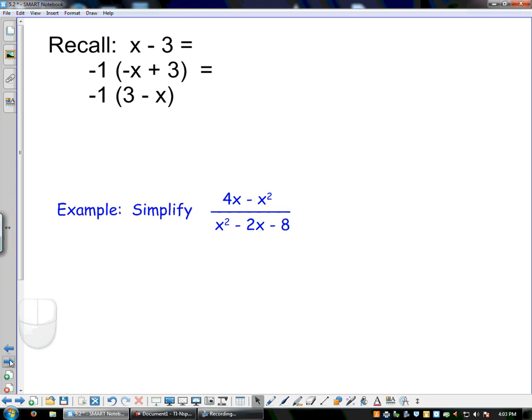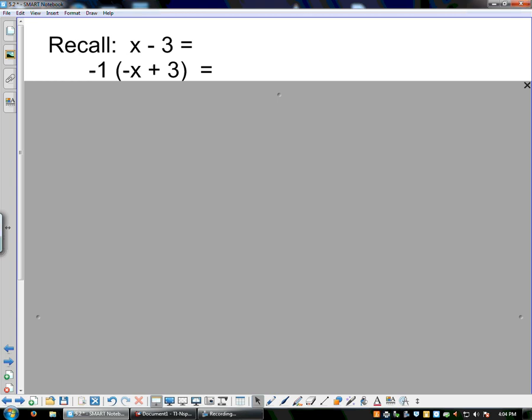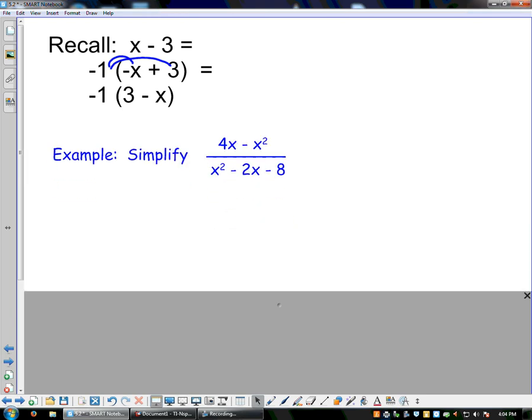Okay, we need to recall that when we have something kind of off by a sign, we can switch that around with a -1. So if we had the quantity of x minus 3, that's really the same as factoring out a -1. So I could factor out a -1 and I would be left with -x plus 3, or that's the same as -1 times the quantity of 3 minus x. Because if we have -1 times a negative x, that gives us a positive x, and -1 times positive 3 gives us the -3. This might come in handy with our next example.